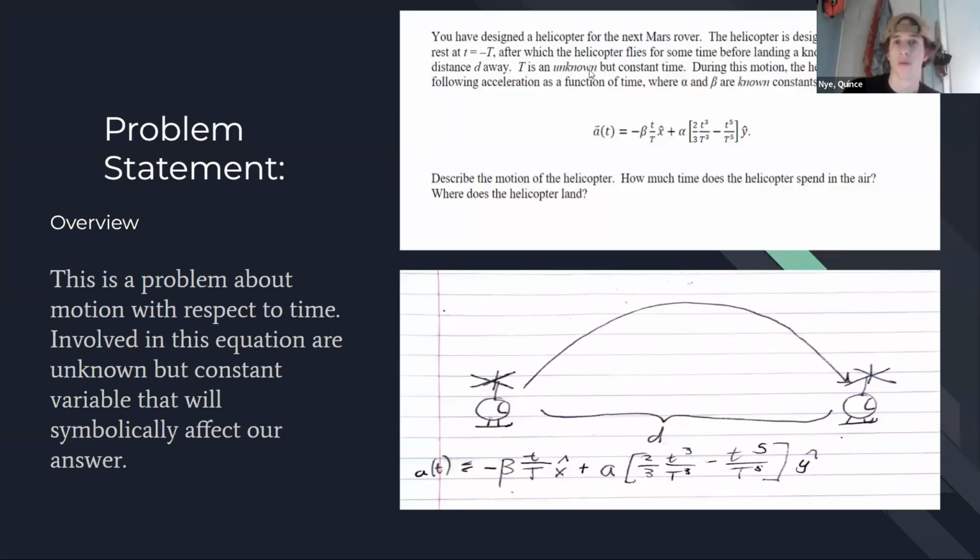T is an unknown but constant time, and there are two more constants, alpha and beta, which are known constants. So they will be set by us, and we will be solving for how long the helicopter is in the air, as well as how far away it lands, and trying to describe the motion of the helicopter. I have created a smaller illustration below the problem statement, just detailing the basics of that.